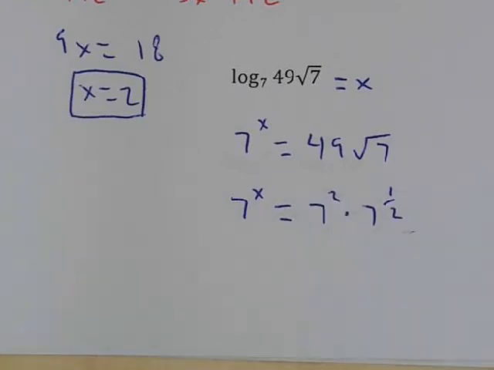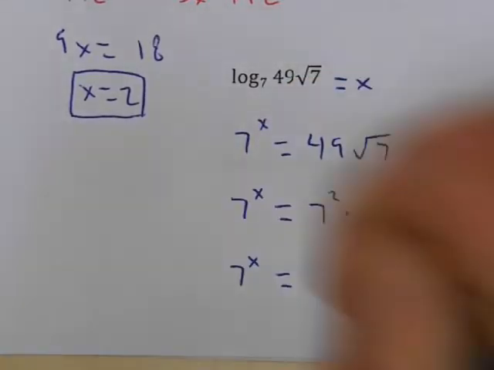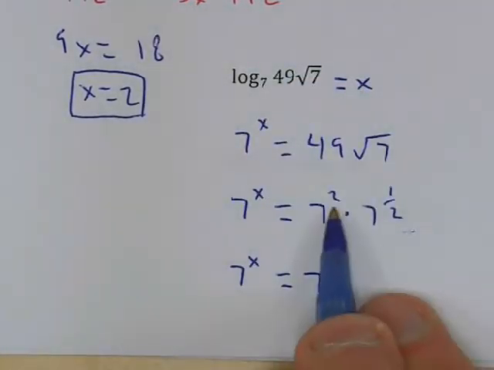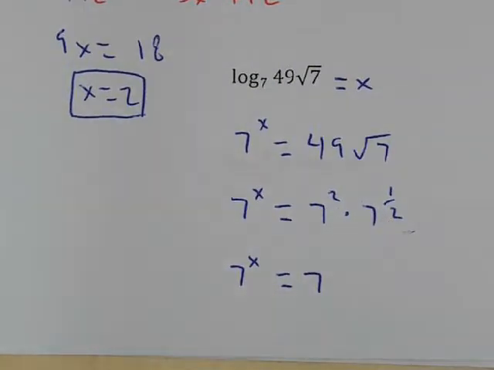Okay, so just like we did on the 6th example, since I'm multiplying these two things with the same base, I want to add the exponents. Okay, so we get 7 to the x equals 7 to the 2 plus 1/2. Well, 2 plus 1/2 is 5.5. I'm sorry, I'm thinking ahead. It's 2.5, which we can write as 5 over 2.